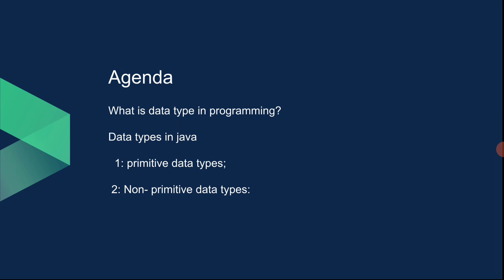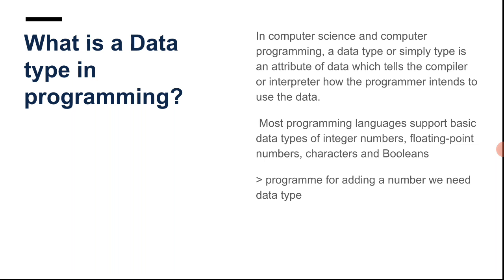Today's agenda includes what a data type is in programming, and the different data types. We have the primitive data types and the non-primitive data types. So what is a data type in programming? In computer science and computer programming, a data type, or simply type, is an attribute of data which tells the compiler or interpreter how the program intends to use the data. A data type usually tells the compiler which type of data is used.